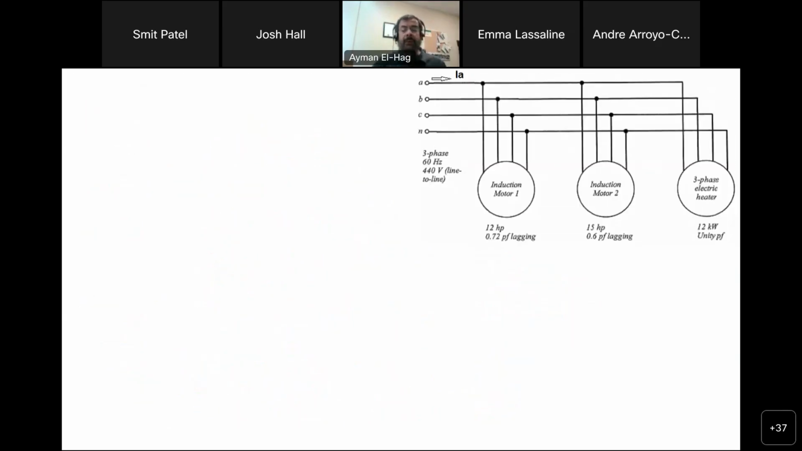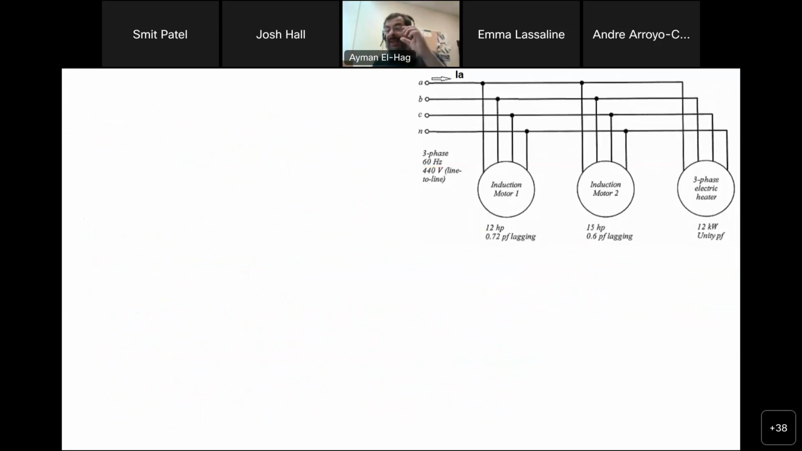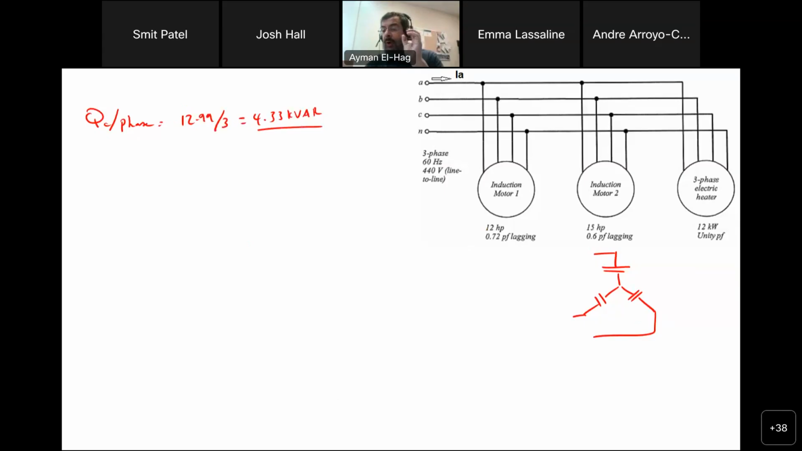Okay, now that we are done with QC, the question was, what is the value of the capacitance C so that we can achieve this, given that the capacitance will be connected in Y. The capacitance is per phase. So I will have a capacitor bank connected in Y. I found the Q of the three phases together, so the QC per phase is equal to the total QC we found, 12.99, divided by 3, which is equal to 4.33 kVAR. So this is the Q per capacitor.